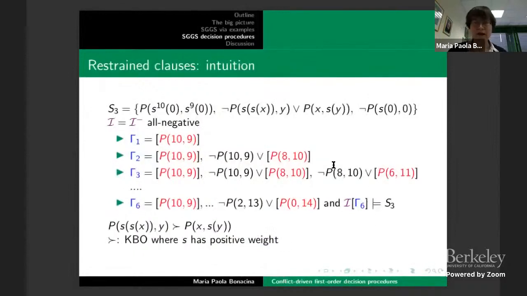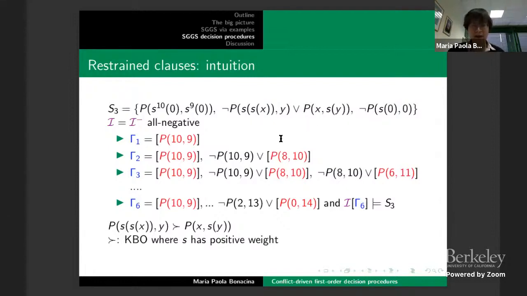Now let's see an example for restrained clauses, which is the class we are going to show decidable. Suppose that we have this set of clauses with P(10, 9), I'm just reading successor n times of 0 as n, and then not P(S(S(X)), Y) or P(X, S(Y)), and finally a negative literal.